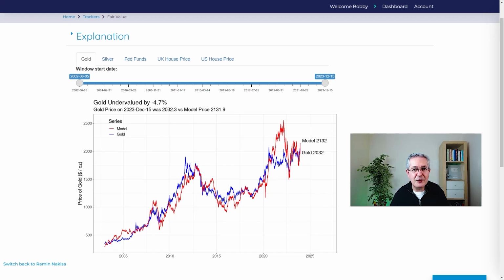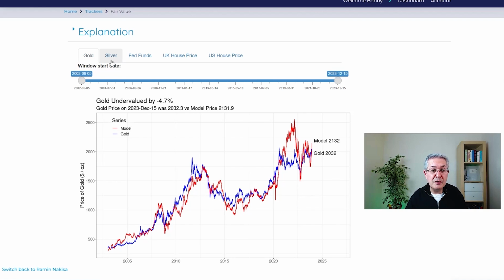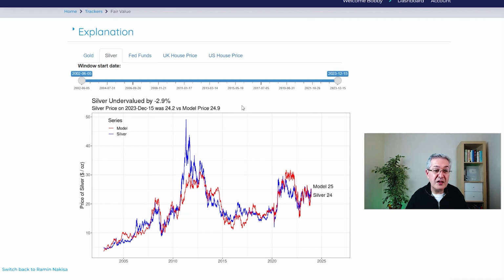It's priced in dollars. Now, what's interesting at the moment is that the price of gold isn't too far off its fundamental price based on a simple regression model with those inputs. It's underpriced by around 5%. We've got a similar model for silver, which shows that silver also is slightly undervalued at the moment.